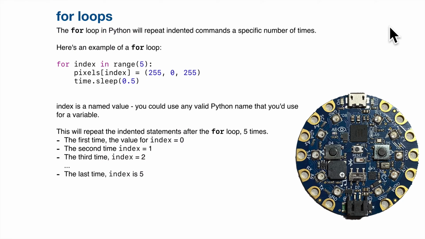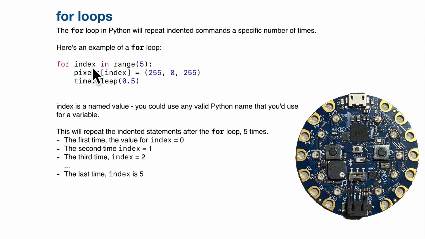Now we've been using a while true loop, and a while true loop creates an infinite loop. It executes our indented statements over and over and over again as long as our CPB has power. But now we're going to learn about the for loop, and the for loop allows us to go through a set of indented statements a certain number of times. So here's an example of a for loop in Python.